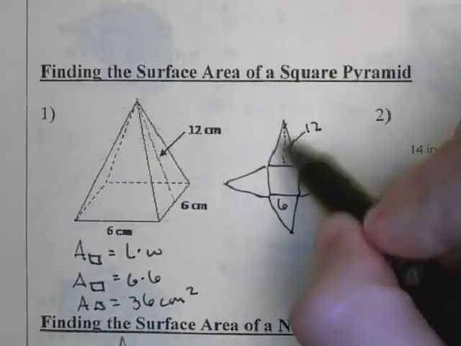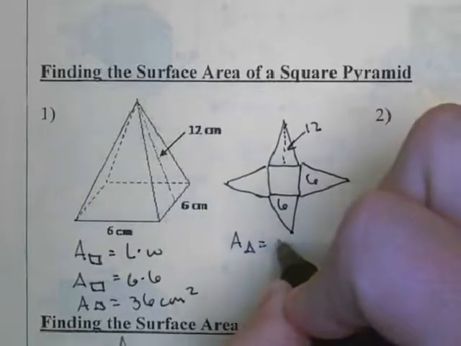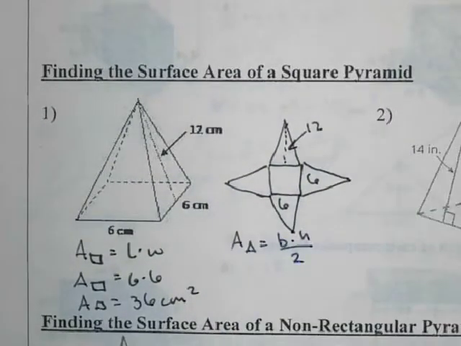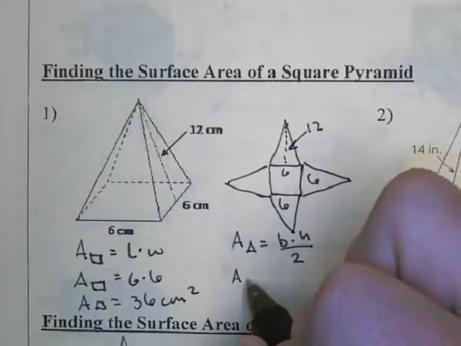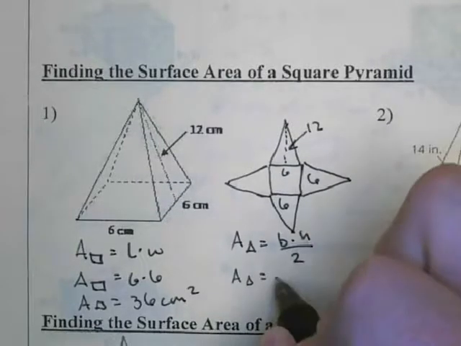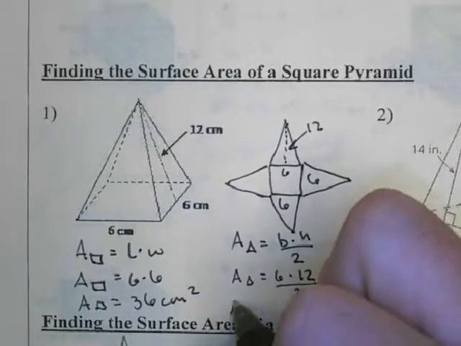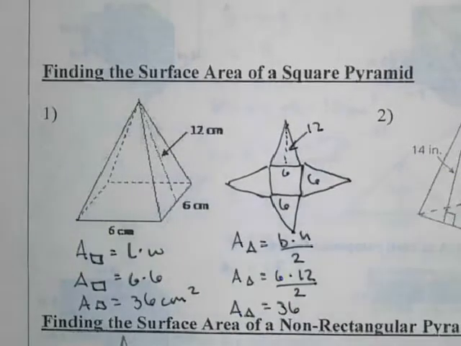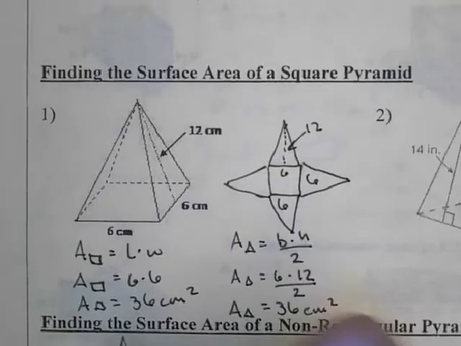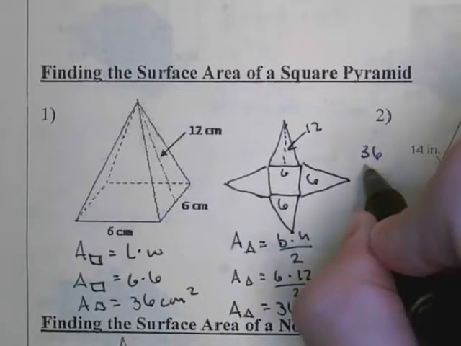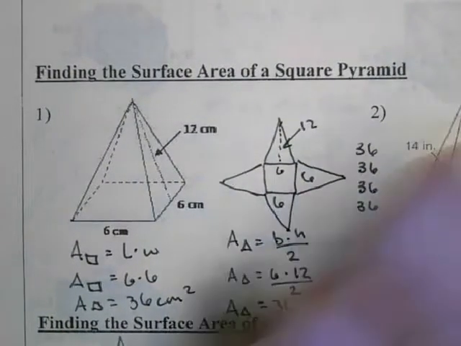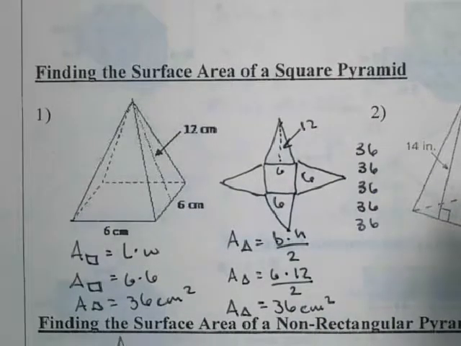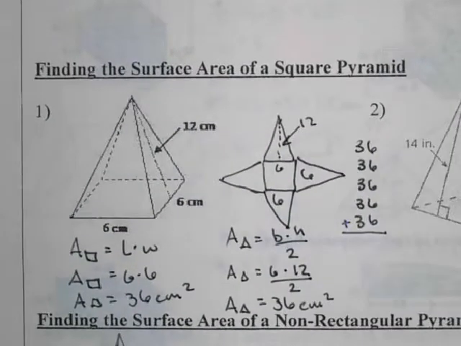Now to find the area of one of the triangles, area of a triangle is base times height divided by 2. And we know that the base is 6 and the height is 12, so we'll plug that in. The area of our triangle is equal to 6 times 12 divided by 2, and that is equal to 36 centimeters squared. And we have 1, 2, 3, 4 of these triangles with our base square, so I have the 4 triangles plus the square of the 36. We add all this together, and then we'll get our total.